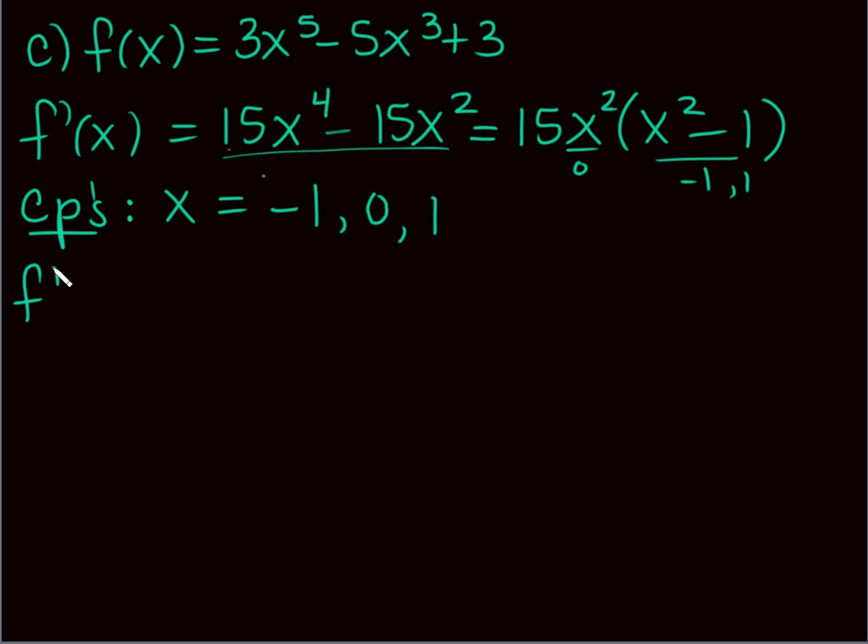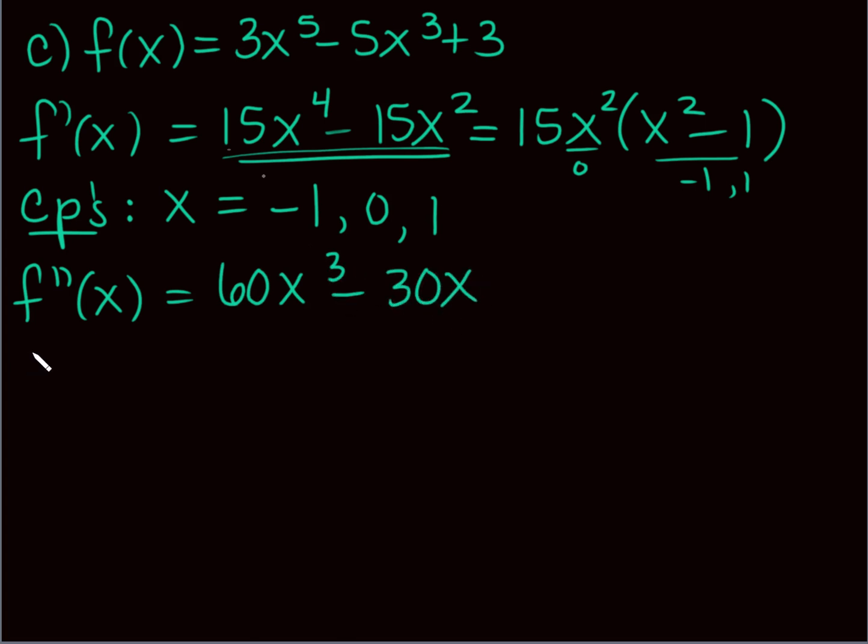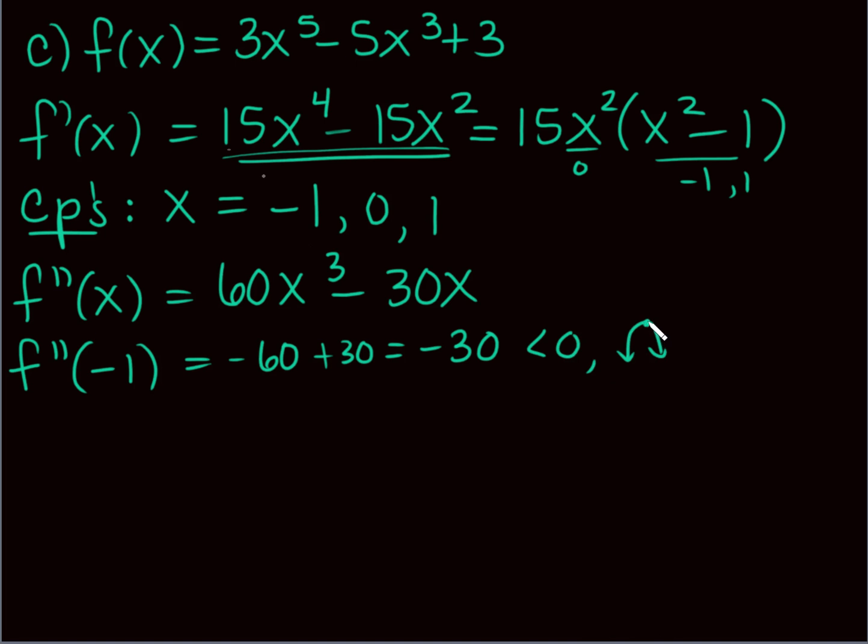So let's look at the second derivative. The second derivative, which I'm going to take from here, right, is 60x cubed minus 30x. And let's see what our second derivative is going to tell us. Let's evaluate these. So at -1, I get -60 plus 30, I believe, which is -30. That is less than 0. That means I'm concave down, which means I have a max.